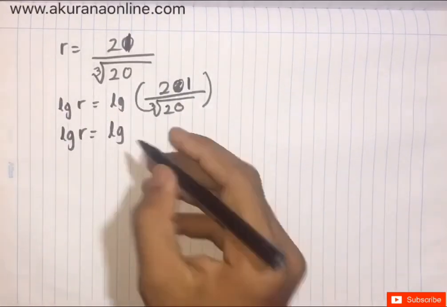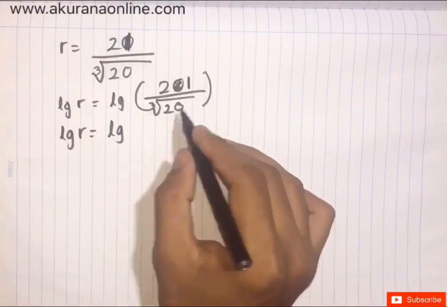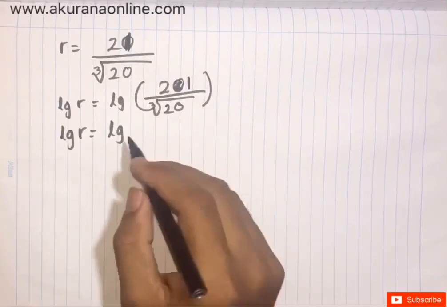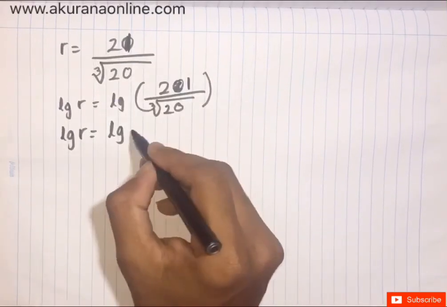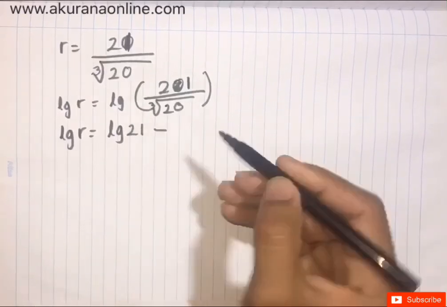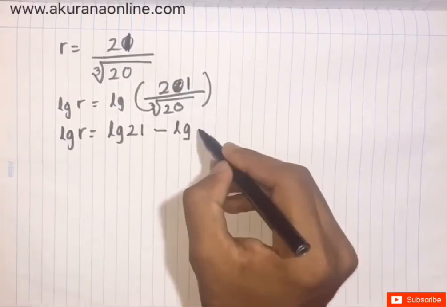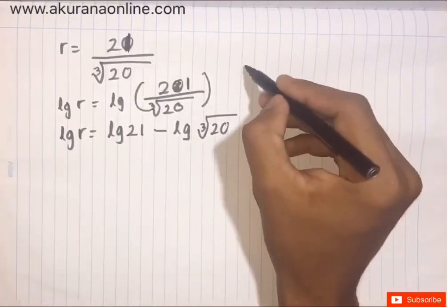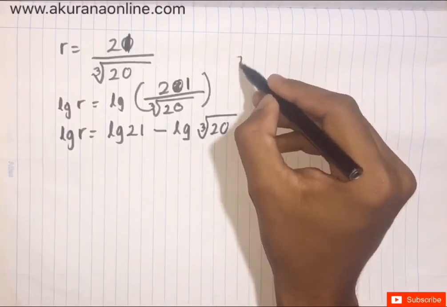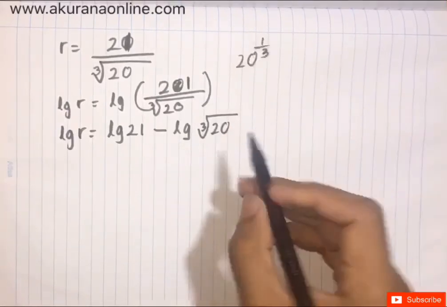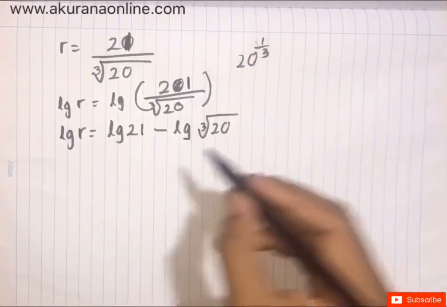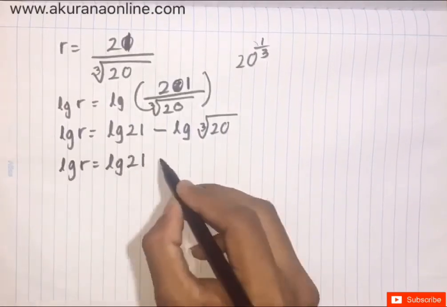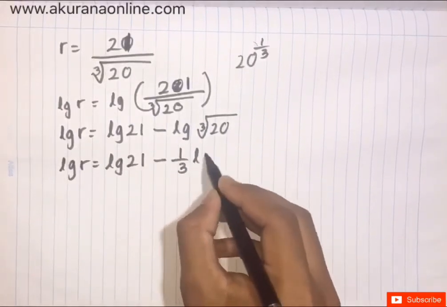How do you expand? When it is division, when you write log for each of the terms, you get subtraction. So you have log 21 minus log of cubic root of 20. You also can write cubic root of 20 as 20 to the power 1 over 3. In log you have learned that you can bring 1 over 3 in front. Therefore log r is equal to log of 21 minus 1 over 3 log of 20.